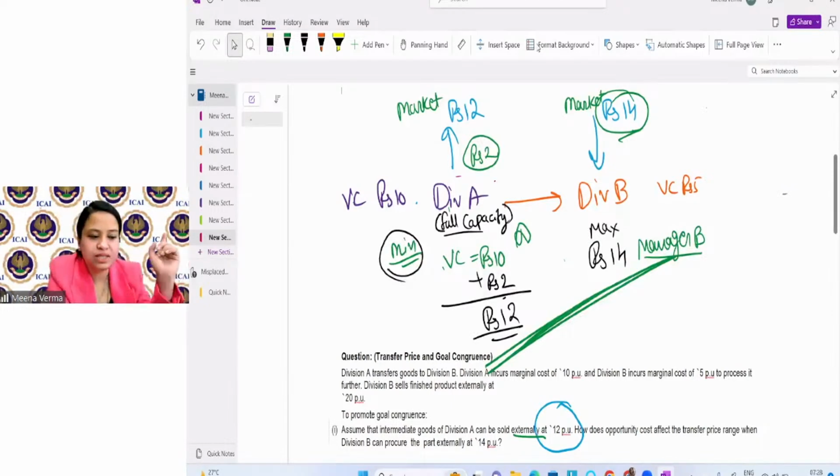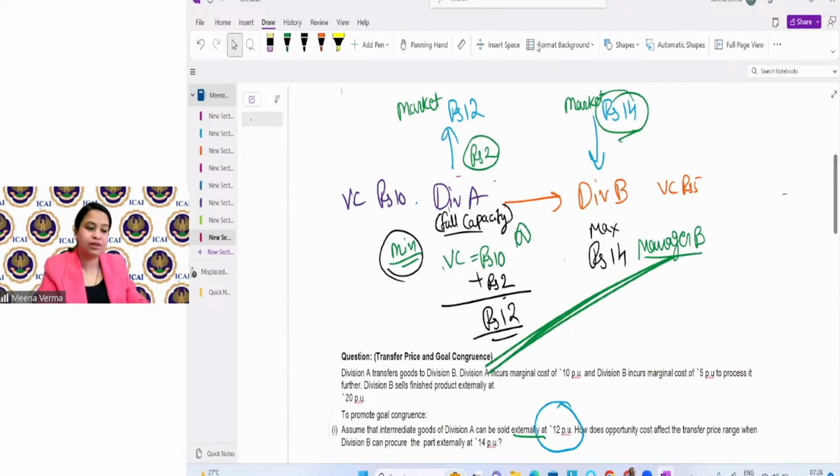No, goal congruence means, Janvi, goal congruence doesn't mean minimum transfer pricing. Goal congruence means before considering the profitability of your own division, you should first consider the profitability of the entire organization. Matlab, instead of considering first their own profitability, the managers of both departments will decide the transfer price in such a way that increases the profitability of the entire organization. Okay? You will take the decision in such a way that increases the profitability of the entire organization, is known as goal congruence.